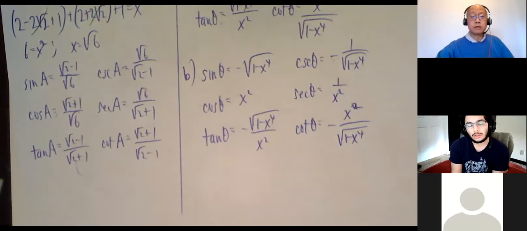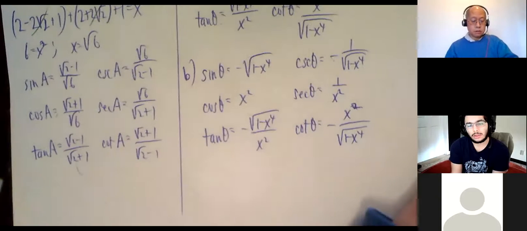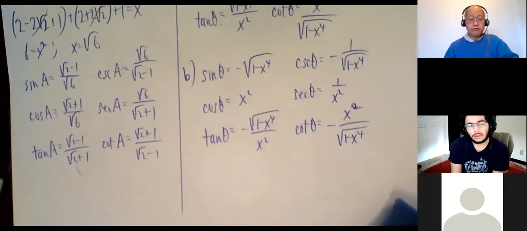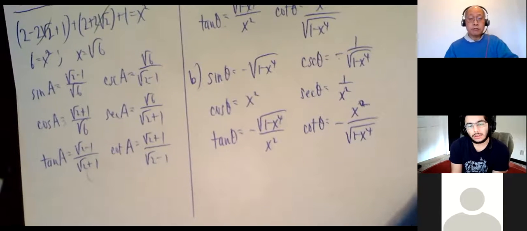And let me see. Okay, so 6.2, number 19 and 21, 5.5, 11, A and B.